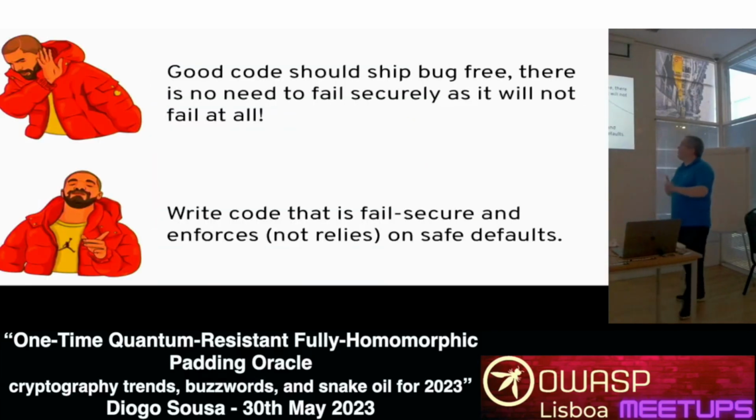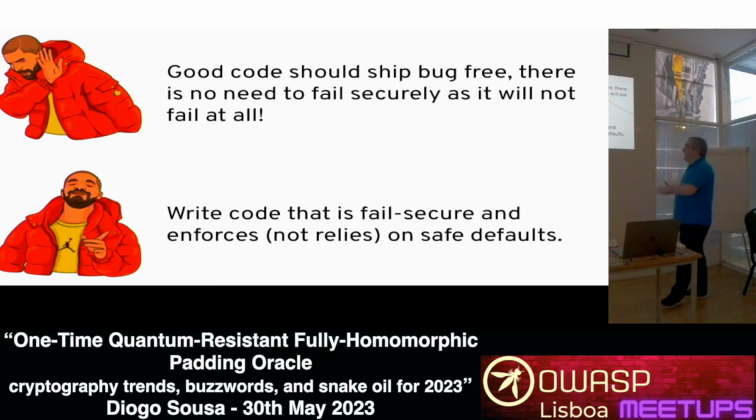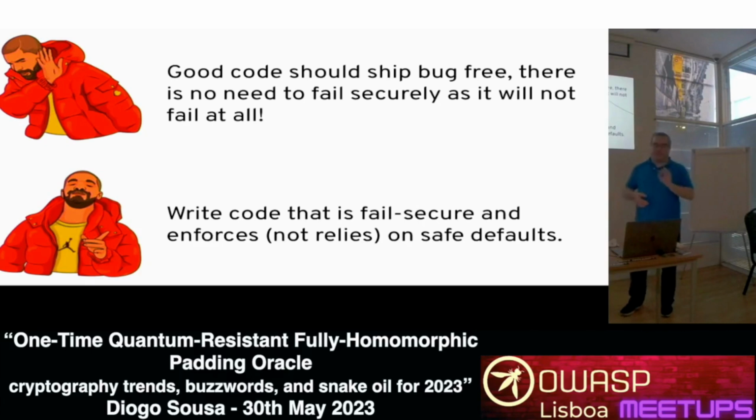Okay, fun ones. Good code should always ship bug-free. Well, this is a non-mantra. There is no need to fail securely, as it will not fail at all. I do not make bugs in my code. Well, write code that is fail secure and enforces, not relies on, safe defaults. Here is a slight nuance: enforcing is different from relying. Relying is you trust that the safe defaults from other libraries will be good.